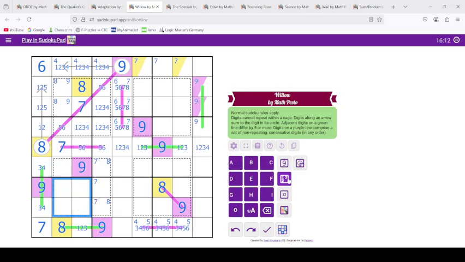5 and 6 go here. This is 1, 2, 3, or 4. This has to be 2, 3, 4 maximally to get to 9. So this one is a 1. Doesn't really change much. This is not 8. This is not a 7.